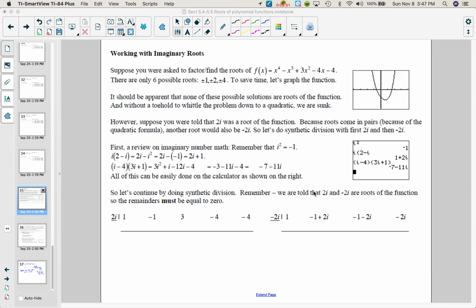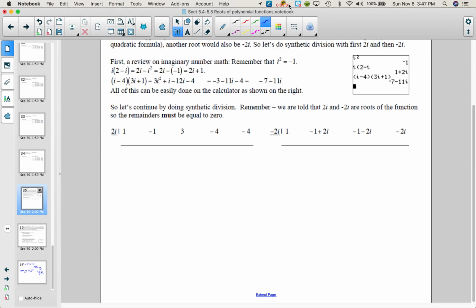All right. So I'm going to set up the synthetic division. You do have this on your classwork page that you could, if you can squeeze it in there. So just like we have done before, we're going to bring the first number down.